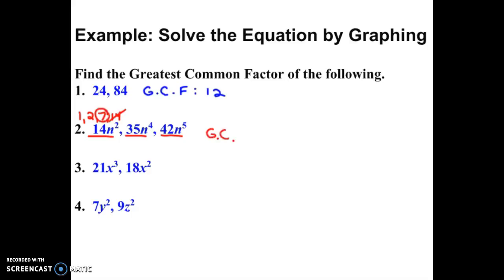So 7 should be the greatest common factor, the number part of those three numbers. I can't have a number bigger than 14, so that's why I looked at the smallest one. Now, the other part of it.